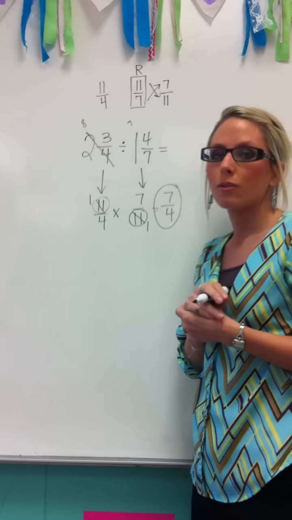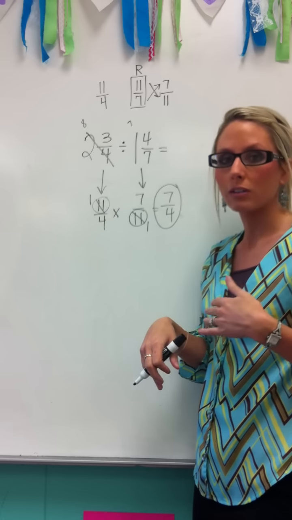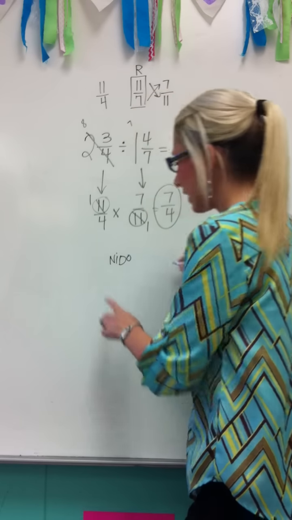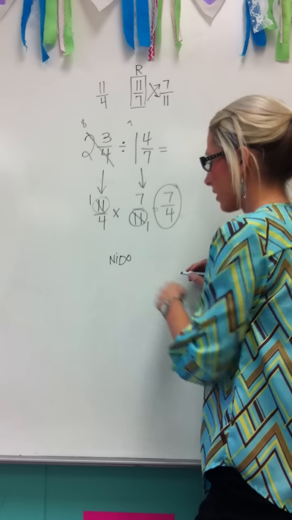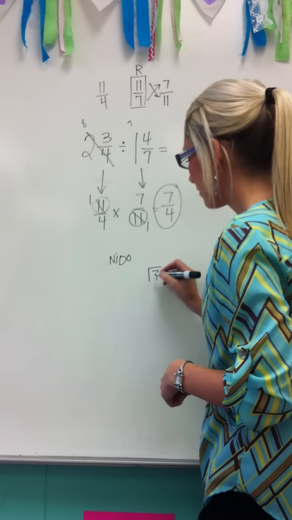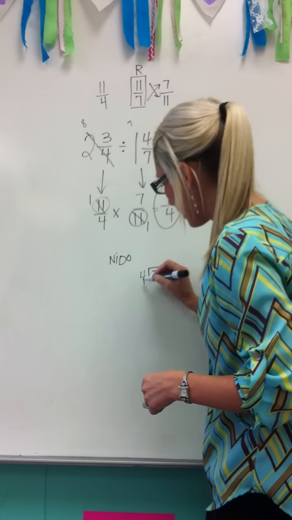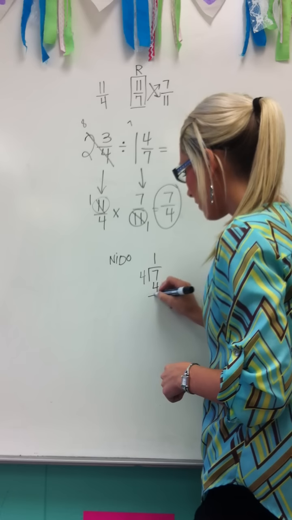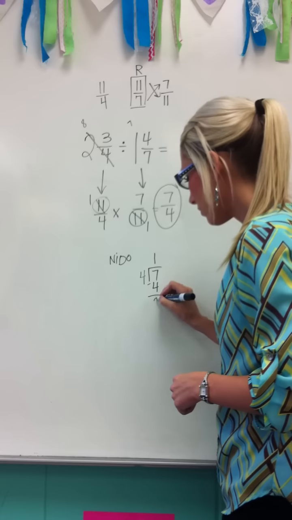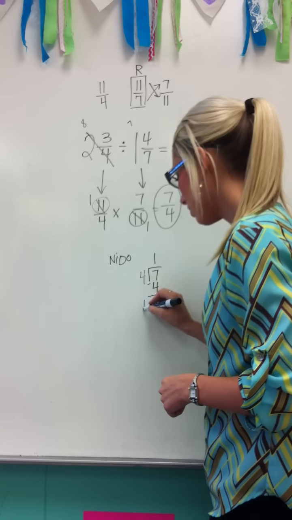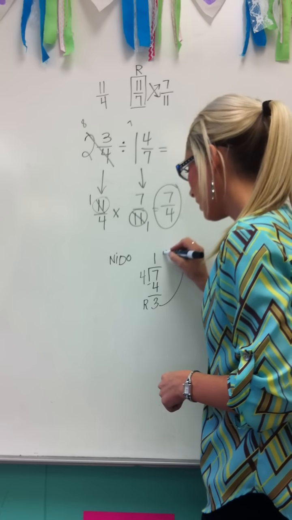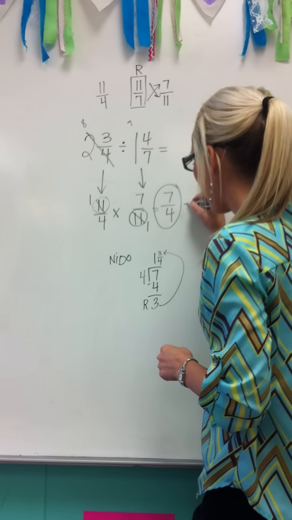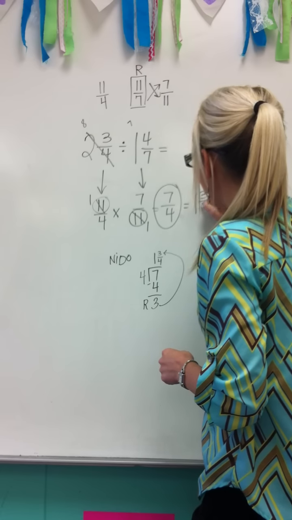But I noticed that 7/4 is an improper fraction, so I have to change it back to a mixed number. You can do that using NITO, which stands for numerator inside, denominator outside. So my numerator is 7, and my denominator is 4. 4 goes into 7 one time without busting. 1 times 4 is 4. Then I subtract. 7 minus 4 is 3, and 4 doesn't go into 3. So 3 becomes my remainder and also my numerator, and then I'm going to keep my denominator. So now I have 1 3/4.